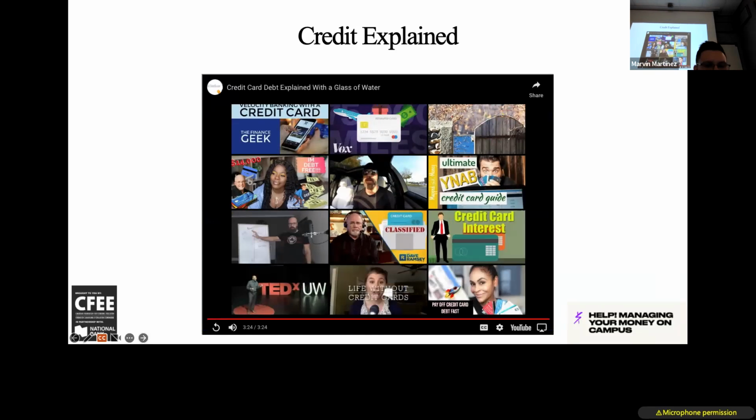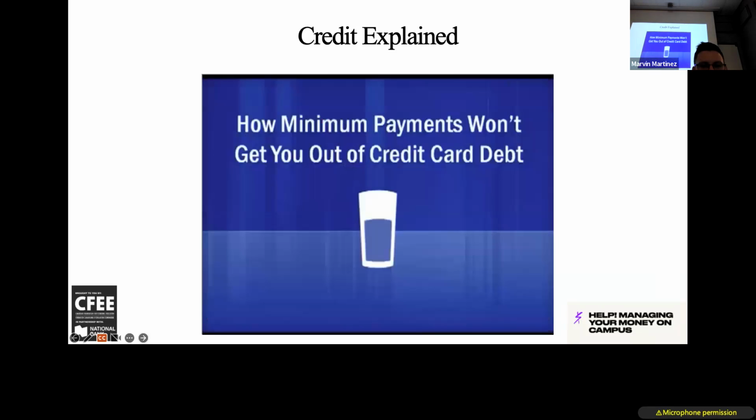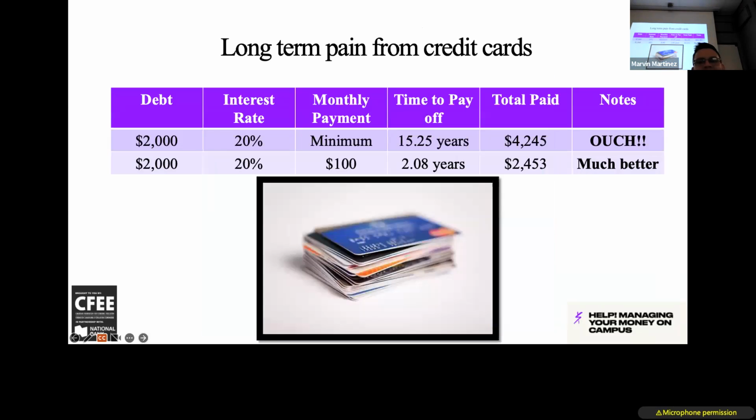It's crazy, right? So, yep, that's the power of the compound interest. So, long-term paying from credit cards, right? So that's why you have to be really, really careful, right?